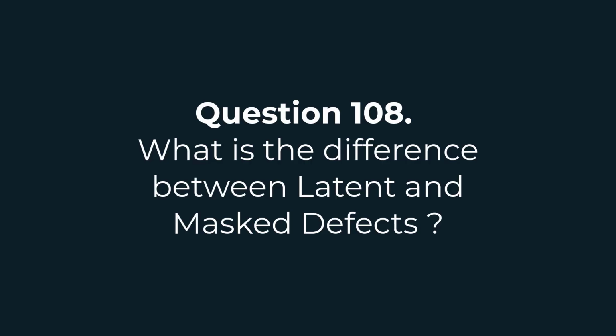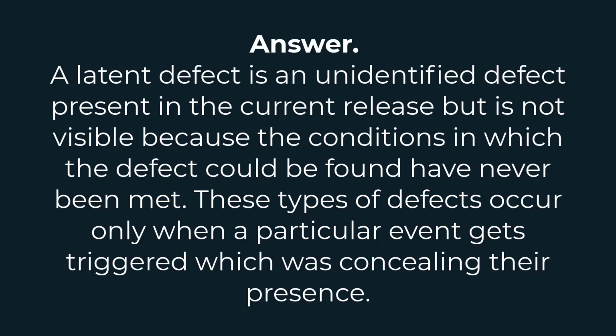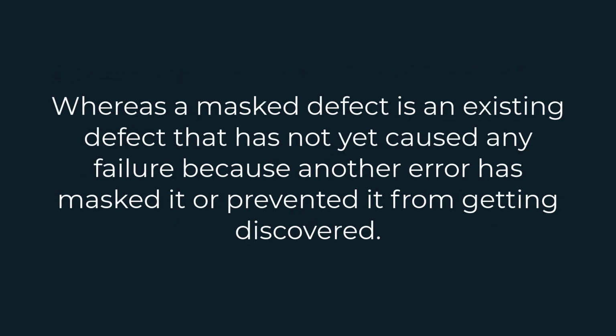Question 108. What is the difference between latent and mask defects? Answer. A latent defect is an unidentified defect present in the current release but is not visible because the conditions in which the defect could be found have never been met. These types of defects occur only when a particular event gets triggered which was concealing their presence. Whereas a mask defect is an existing defect that has not yet caused any failure because another error has masked it or prevented it from getting discovered.